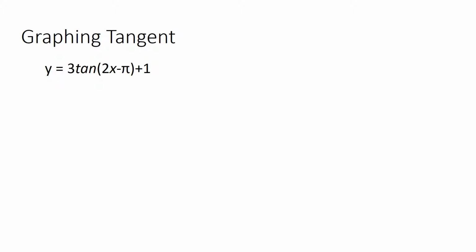We're going to be graphing the tangent function in this video. The equation that we're going to be starting off with is y equals 3 tangent in parentheses 2x minus pi, plus 1. We're going to factor out the b value to get the true value of h. And now we have the equation y equals 3 tangent in parentheses 2 in parentheses x minus pi over 2, close parentheses, plus 1.